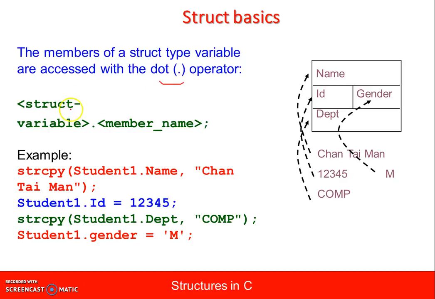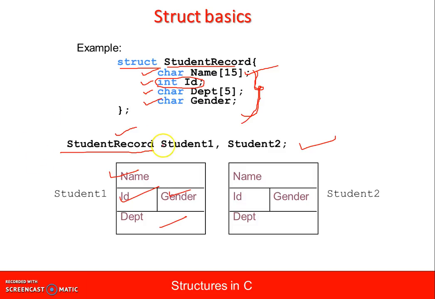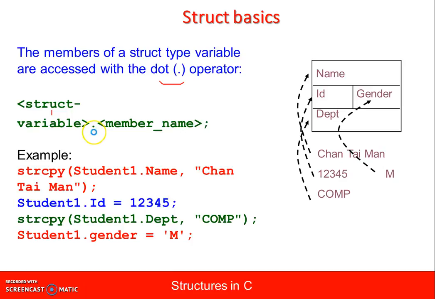So what is the general syntax? That is the structure variable, which in this case is student1, so student1 dot, then the name of the member, which is name. How can we store a value in student1.name? For example, we use string copy to copy the name Charles Thyman into student1.name. That means this name will be stored into the member student1.name. It means to refer to the members, we have to use the variable name of the structure, then the dot operator, then the field name.